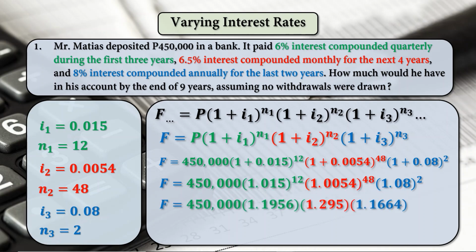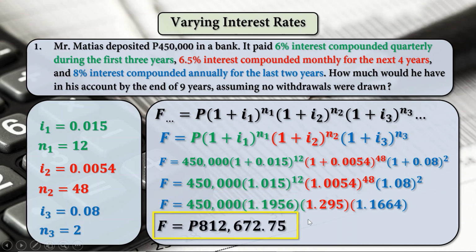Then raising it to the exponents, yung magiging result nito is 1.1956. Yung magiging result naman nito, 1.295. And magiging result nito is 1.1664. The more decimal places we have, the more accurate answer that we can obtain. So kung i-multiply natin itong apat, that is equal to 812,672 pesos and 75 centavos. That is our future amount.